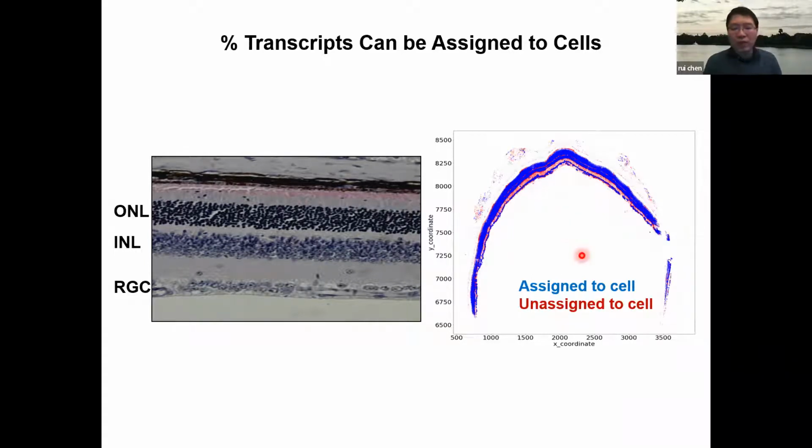In general, about 80% of transcripts are assigned to a cell. That is quite good. And if you look at the inside, where there's no tissue, there is very little signal, suggesting that the background signal is actually quite low.